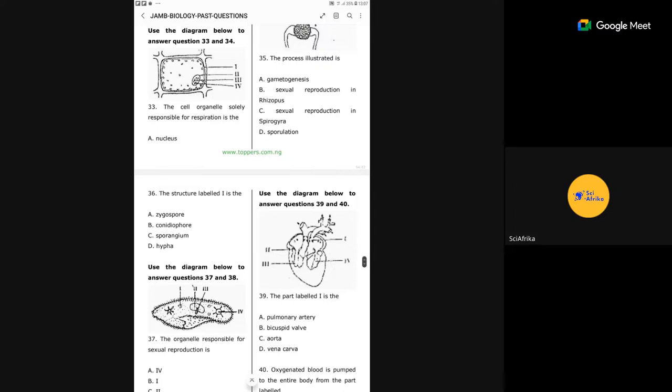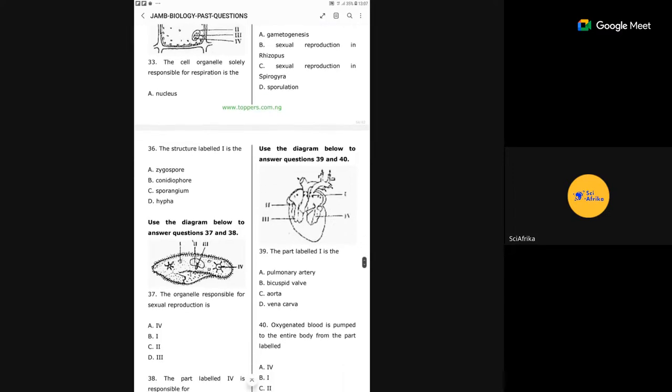Use the diagram below to answer questions 37 and 38. Looking at this diagram, this is a diagram of a unicellular organism. We have many of them, but this one is that of paramecium. Paramecium is a unicellular organism that has the shape of a slipper, the slipper we put on. So it is called a slipper animalcule because it looks like a slipper. That's a quick way of remembering that this is paramecium. And it only has one cell. It's a member of kingdom Protista, the protists.